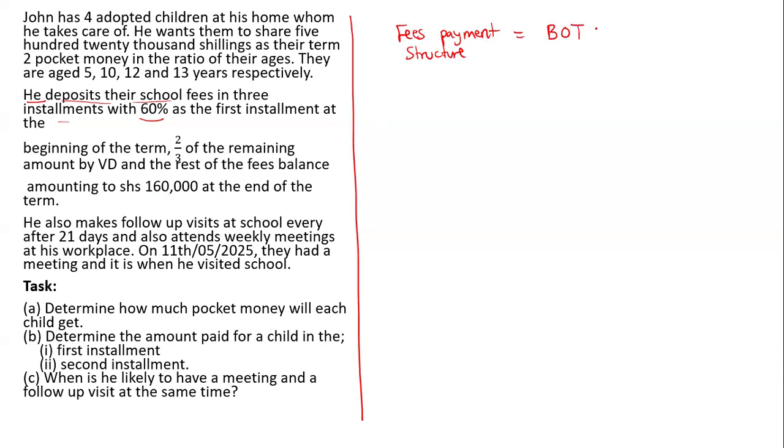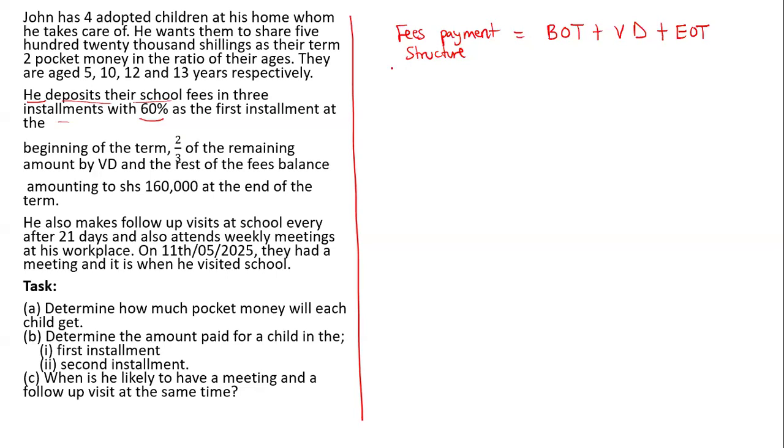I'm going to abbreviate it as BOT. He pays around VD and the rest of the balance at the end of the term, which I'm abbreviating as EOT to represent end of the term. Now, what do we know? We know very well that at the end of the day, the school fees should be able to equate to 100%.